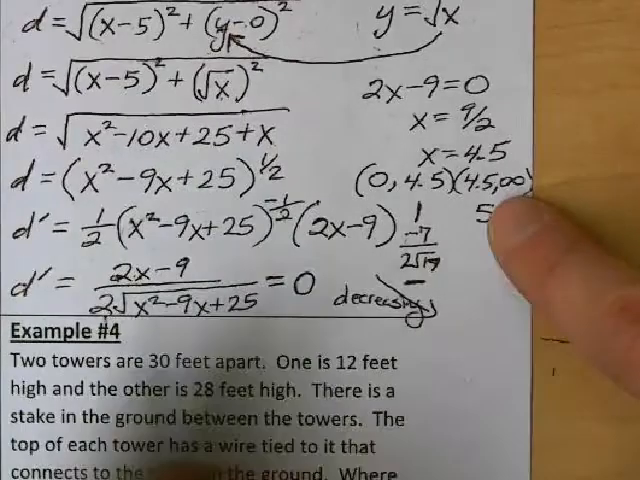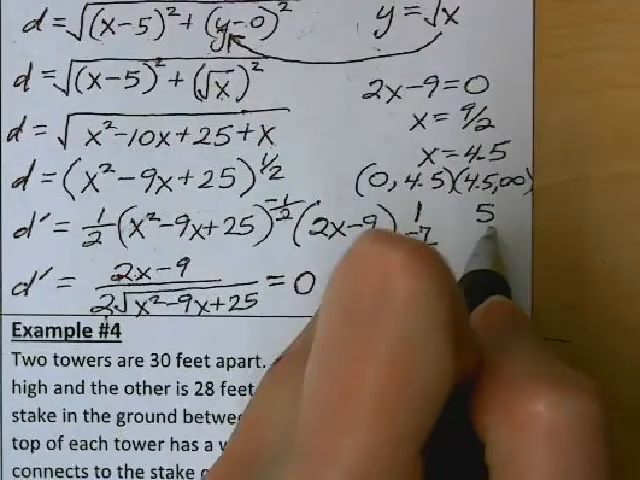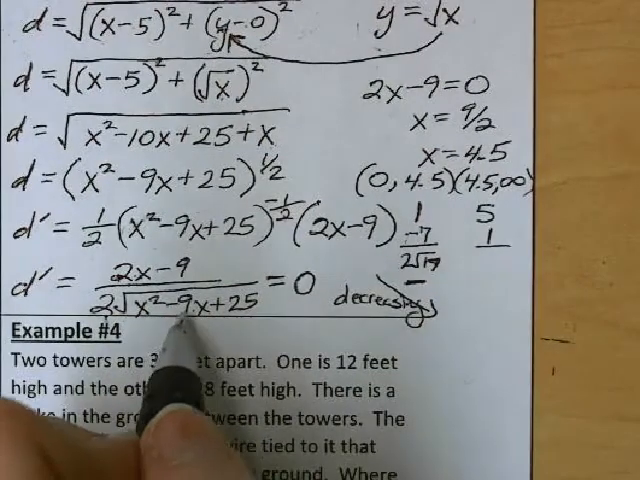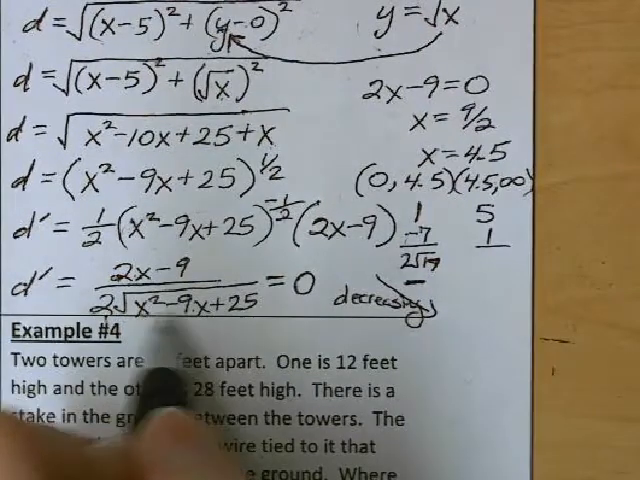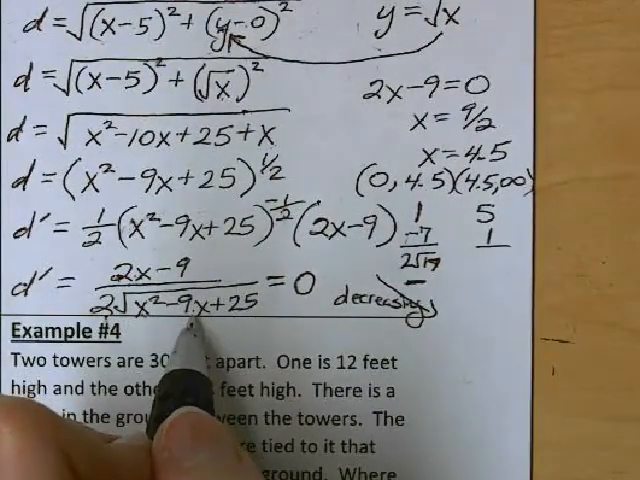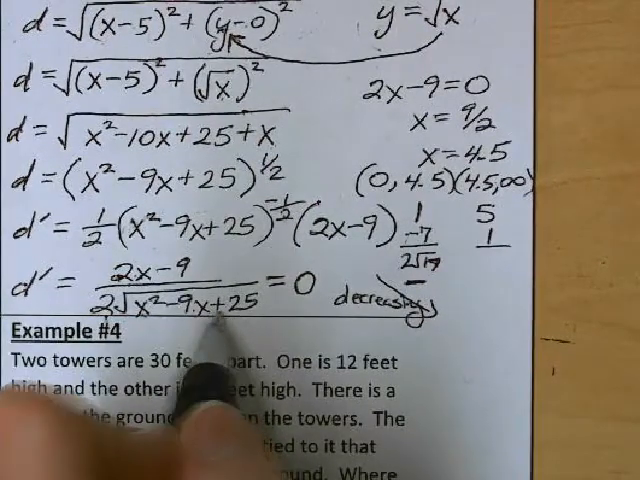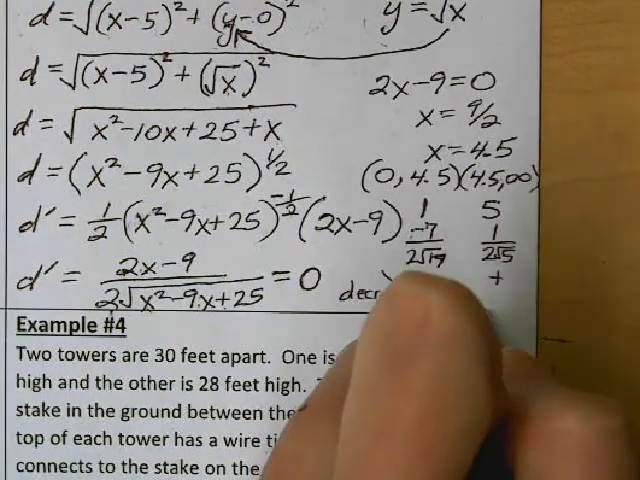And then if you plug in a 5, 2 times 5 is 10. 10 minus 9 is 1. And if I plug in a 5 down here, it's probably positive is what I'm thinking. But let's see, 5 squared is 25, minus 9 times 5, plus 25, yes, 5. 2 square root of 5, that's positive. So this graph's increasing over here.